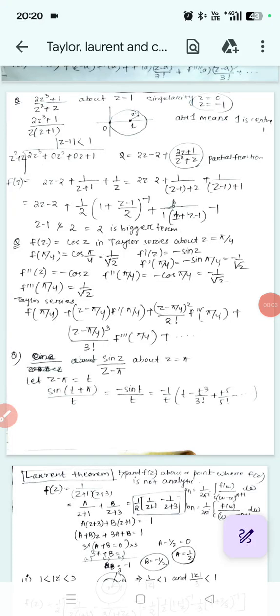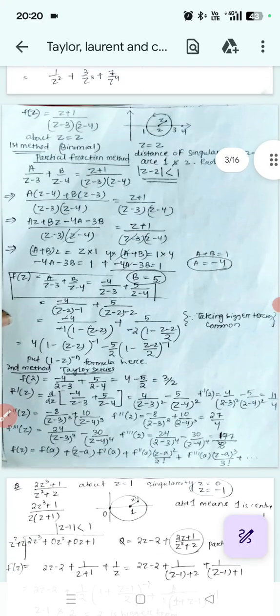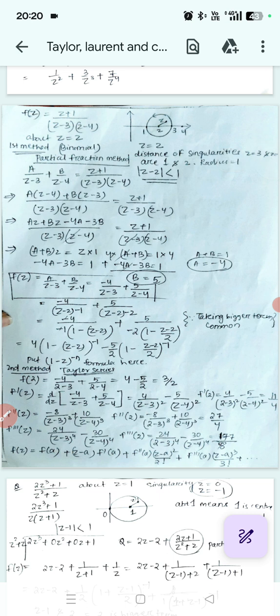3 and 4 are outside the circle. So if we take a point z minus 2, that will be within the circle, and that point will be less than 1, less than 3, less than 4.